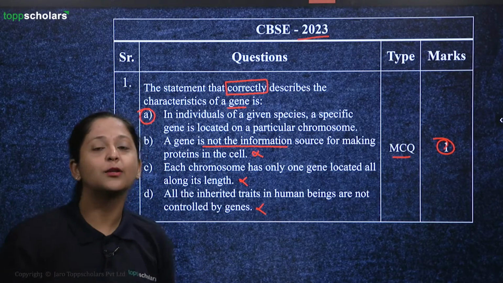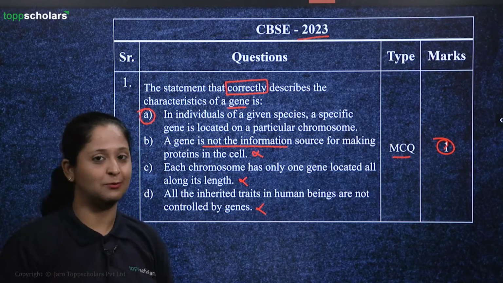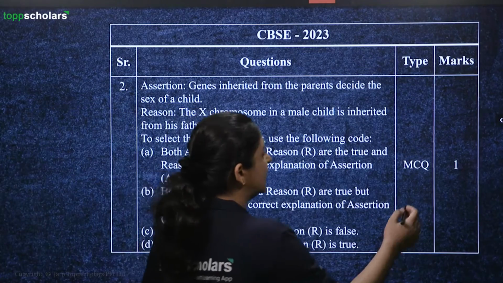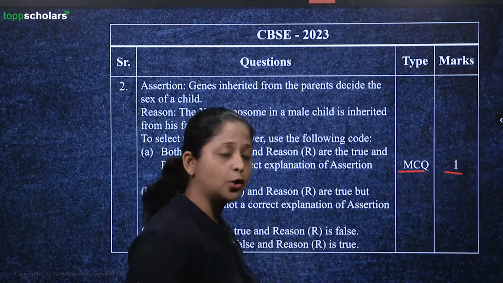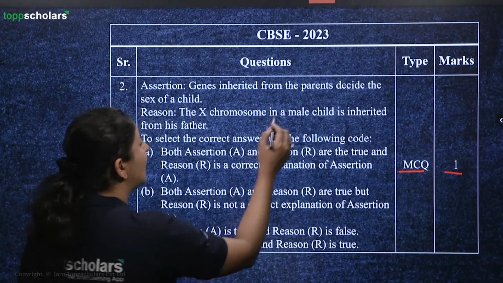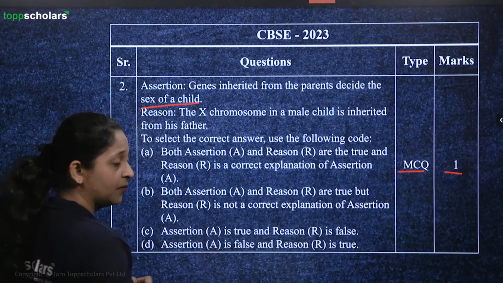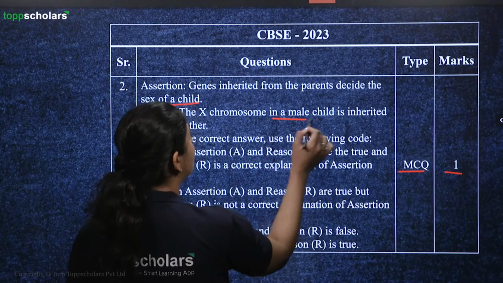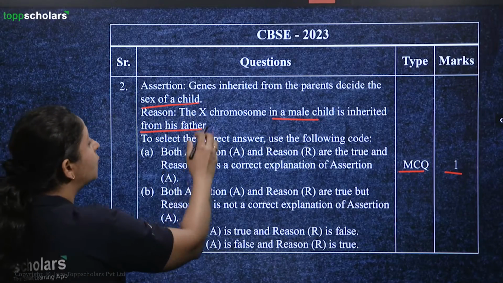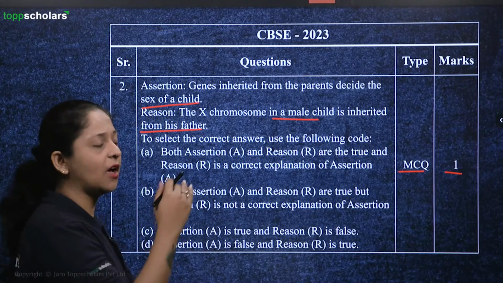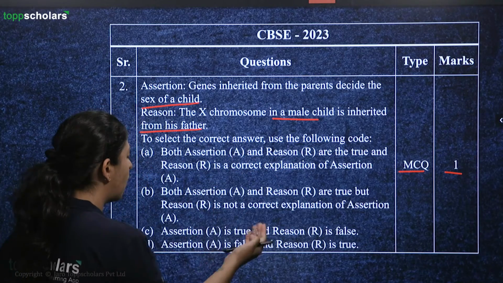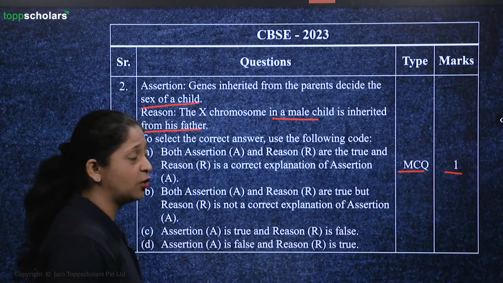You don't have to think about all 4 options now, you might be left with just 2. Let's go ahead. Now you have an assertion-reasoning type of question, which is a multiple choice question. Let's go for the assertion statements. Genes inherited from parents decide the sex of the child, and the X chromosome in a male child is inherited from his father. So you have to understand the statements here and answer accordingly. You are provided with assertion and reasoning, and whether each is true, whether it's false, and whether it's a correct explanation or not.